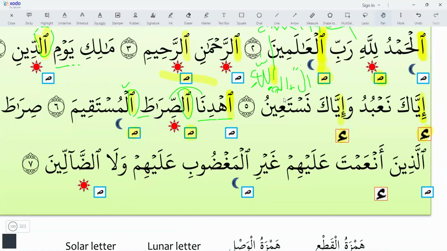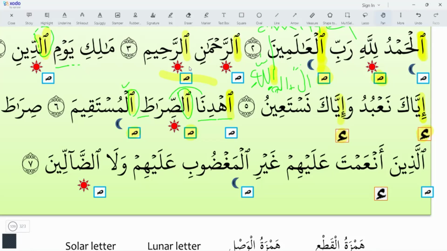Who will read the next ayah? The last ayah, who will read? Ana, Ustaz. Okay. Siratal ladzina an'amta alaihim ghairil maghdubi alaihim waladdallin.